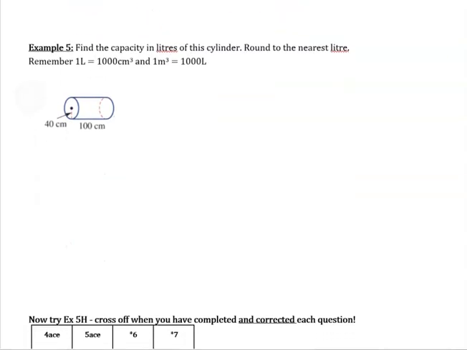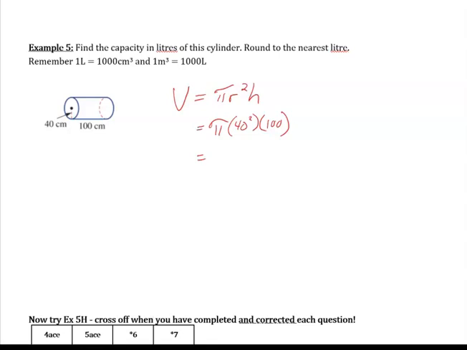Now, find the capacity in liters of this cylinder. We'll have to do some conversion there. So first we're going to find the volume. The volume equals pi times the radius squared times the height. We're actually going to have to do some work sometimes. So it's pi times 40 squared times 100. Oh, this is fun. So 40 squared is, I think it's 800, isn't it?